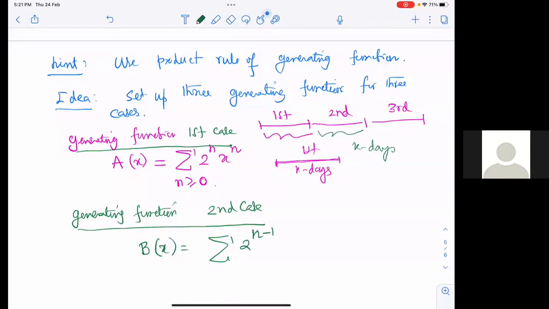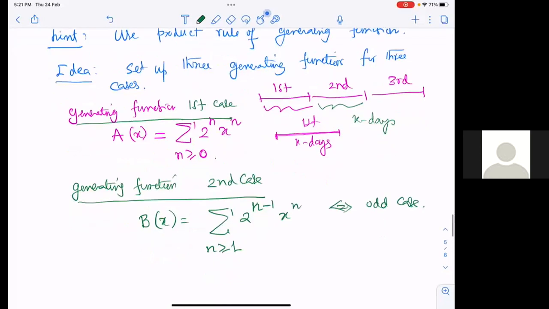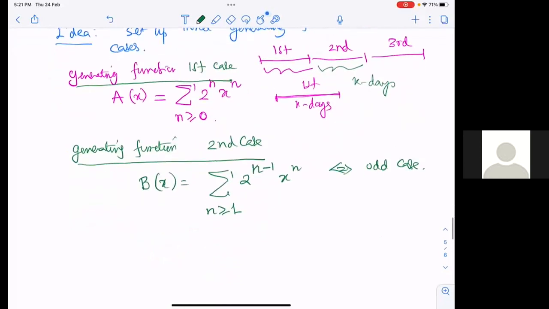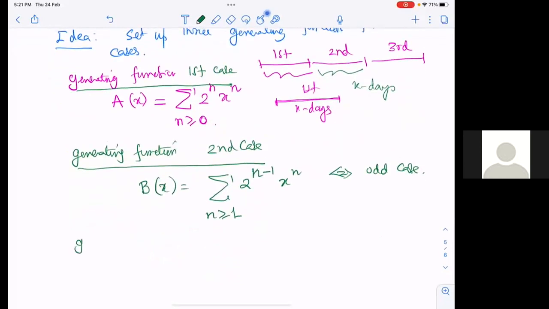These things are really fun, I mean, if you think about it properly. This is for the odd case. So let's say the generating function for the third.